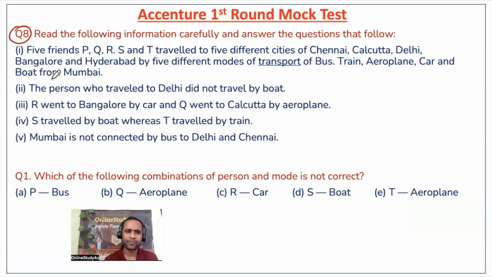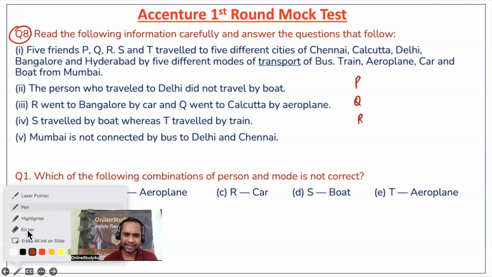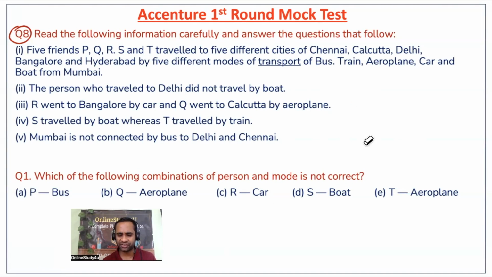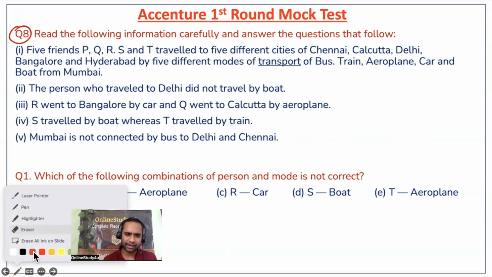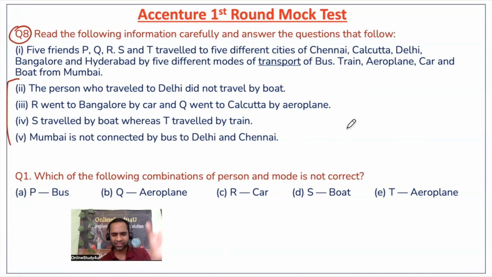Now, 5 friends P Q R S T. Basically we will not write this, because if you write P Q R S T, it will not give you more information. So what you should do is write first the complete thing, and based on that make a table. So 5 friends, PQRST, travel to 5 different cities of Chennai, Kolkata, Delhi, Bangalore and Hyderabad by 5 different modes of transport of bus, train, aeroplane, car and boat from Mumbai. So from Mumbai they are going to 5 different places.